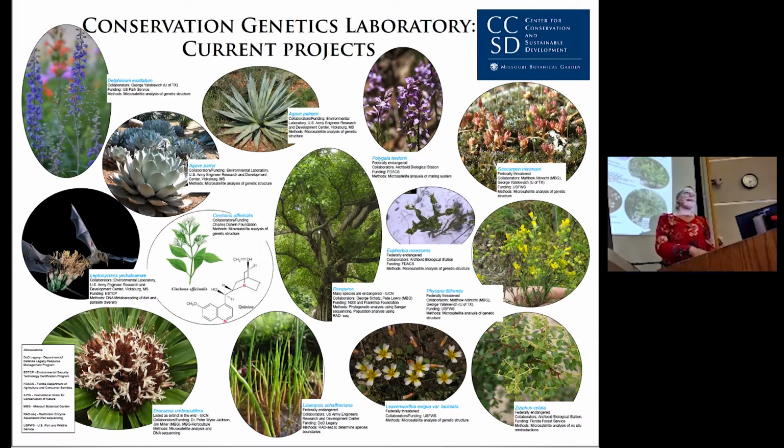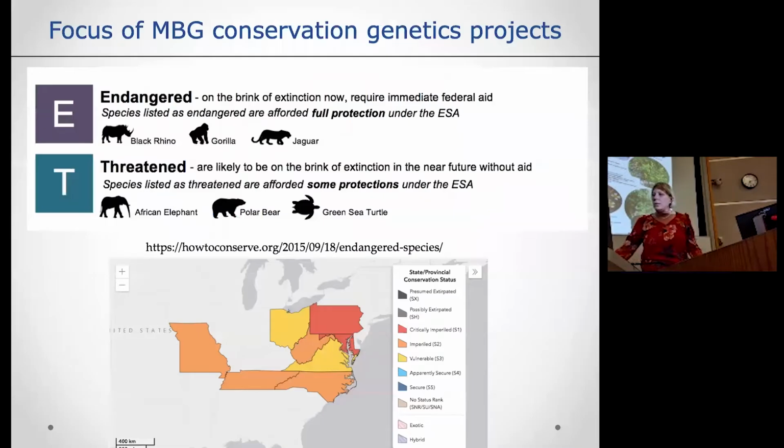And we work on things like big trees, big ebonies in the Mascarene Islands. We work on agaves. We work on these tiny little herbs in the Midwest. And the main theme of our work is essentially species that are listed, usually things that are listed as endangered or threatened under the U.S. Endangered Species Act for things that are in North America.